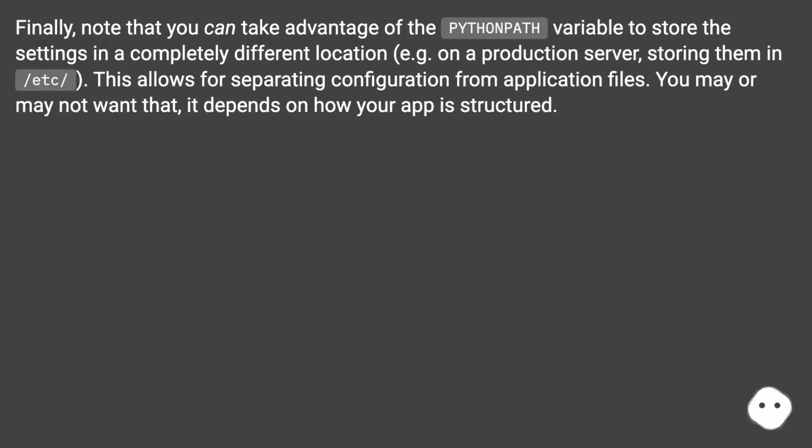Finally, note that you can take advantage of the Python path variable to store the settings in a completely different location, e.g. on a production server, storing them in /etc/. This allows for separating configuration from application files. You may or may not want that, it depends on how your app is structured.